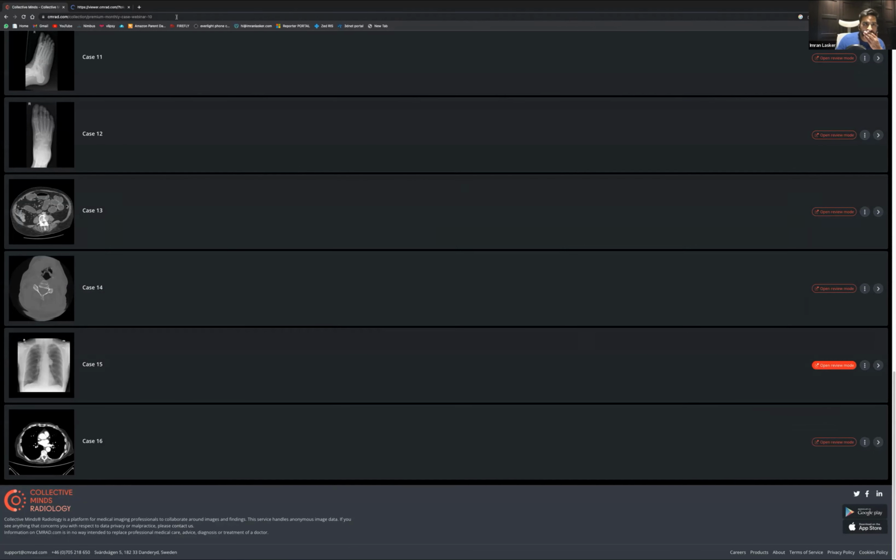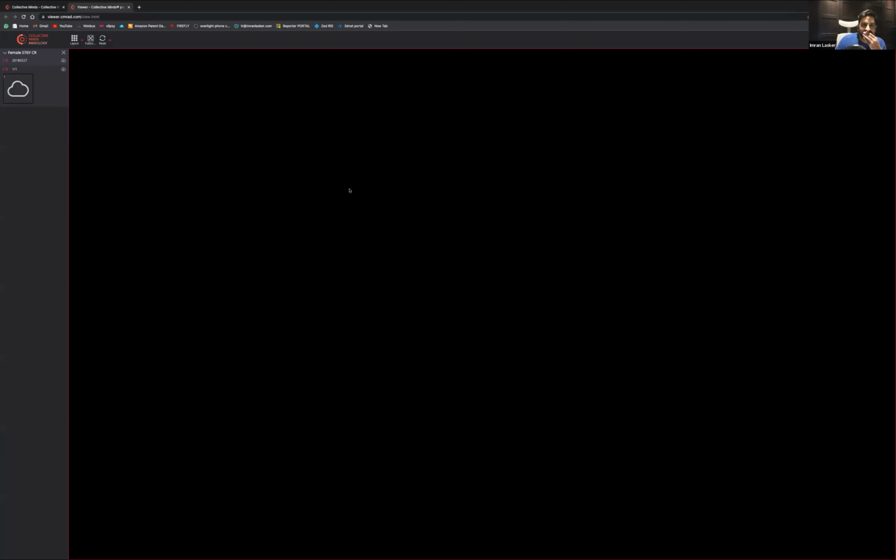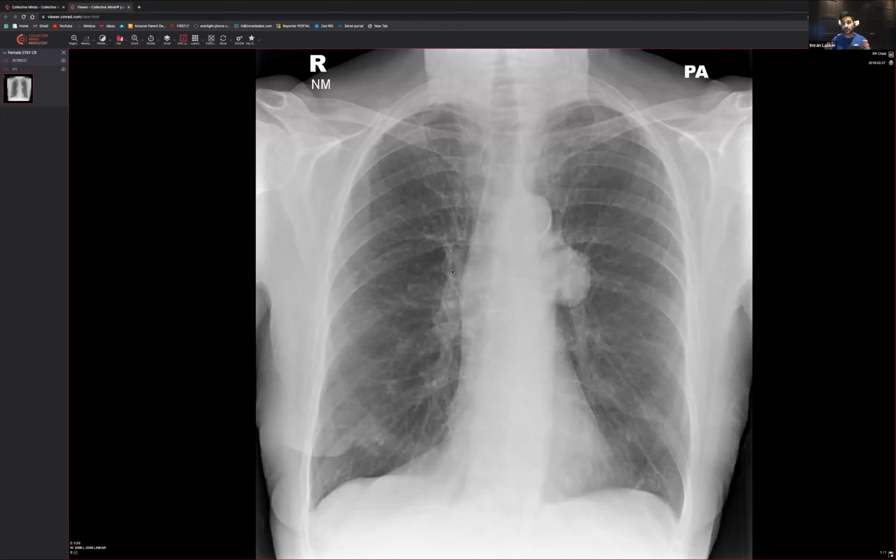So let's have a look at this one. This is a chest x-ray of an adult patient. Hopefully it's going to load. There you go. So again, we just do what you always do. Have a look at the costophrenic angles. Yeah, they look okay. Let's have a look at the apices. That looks okay. All right, so adenopathy.